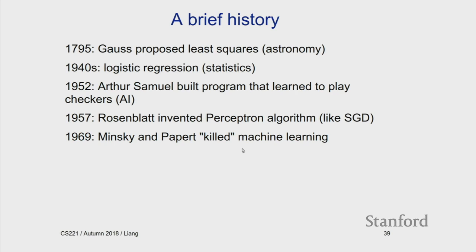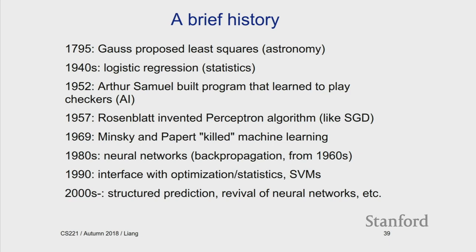Then what interestingly happened is that at the end of the 60s, Minsky and Papert wrote a manuscript that showed the limitations of these linear classifiers. That caused research to stall on that, and AI became much more rule-based and symbolic. So it's interesting that a lot of these ideas were around much earlier. And then we know that recently there's been a revival of neural networks and other ideas.